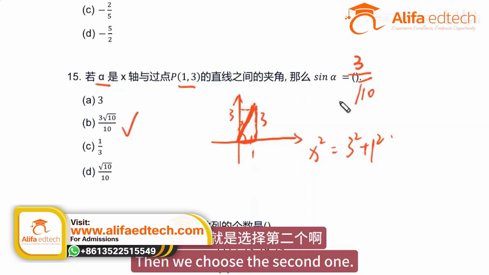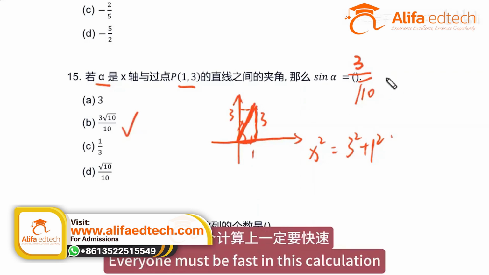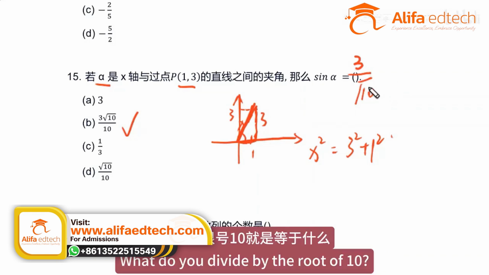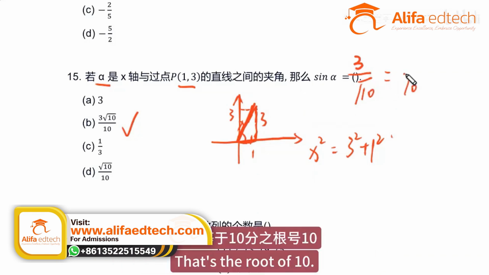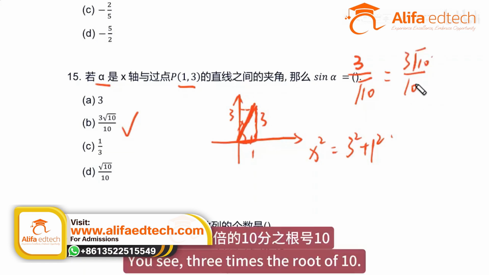All right, then we should choose the second one. You should be able to see it. Also, everyone, you must be quick with this calculation. Dividing by the square root of 10 is equal to what? It's equal to 1 over the square root of 10. The square root of 10, got it. 3 times 1 over the square root of 10.